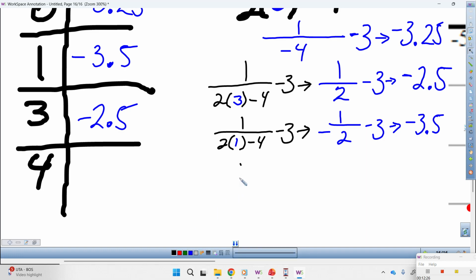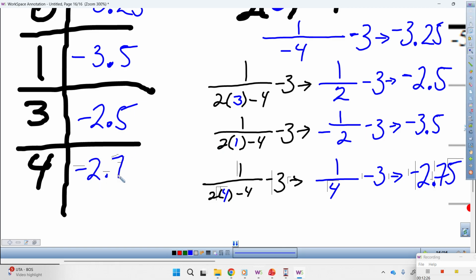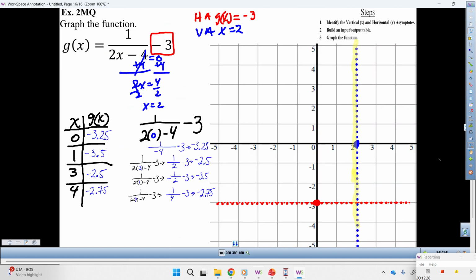All right. So we got 1 over 2 parentheses minus 4 minus 3. And then we got the 4. So 1 over 2 times 4 is 8 minus 4. That's 4 minus 3. So we got negative 3 and positive 0.25. So that is negative 2.75. All right, let me zoom out.